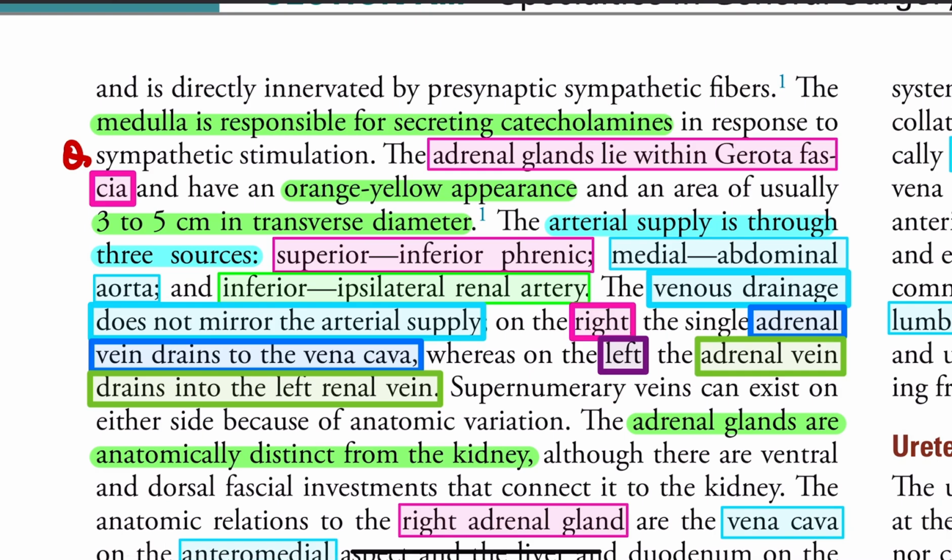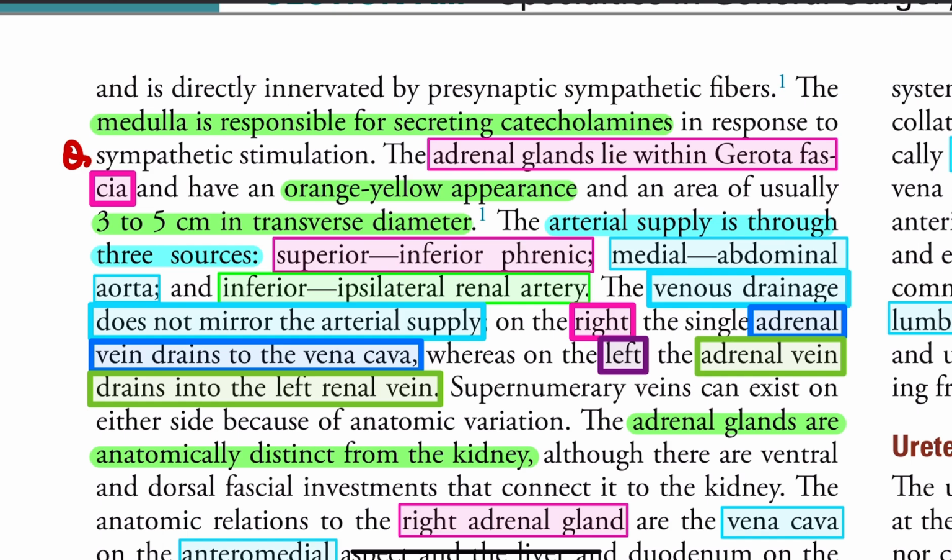So this medulla is directly innervated by the presynaptic sympathetic fibers. The medulla is responsible for secreting catecholamines. The adrenal gland lies within the Gerota fascia. This is asked many times. So the adrenal is also inside the Gerota fascia, and it has an orange-yellow appearance. The gland is usually 3 to 5 centimeters in transverse diameter.